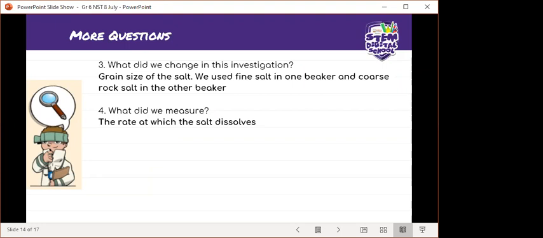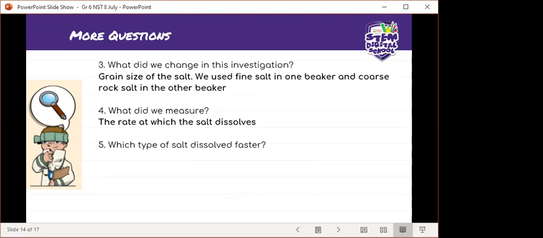And Ijura, you said you are measuring time, so remember to elaborate or explain what you mean. What time are you measuring? And then Gia said how long it takes for grains to dissolve. Beautiful, that is also correct. Let's see if we have more questions.